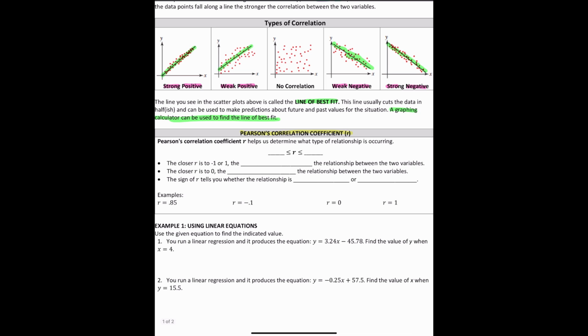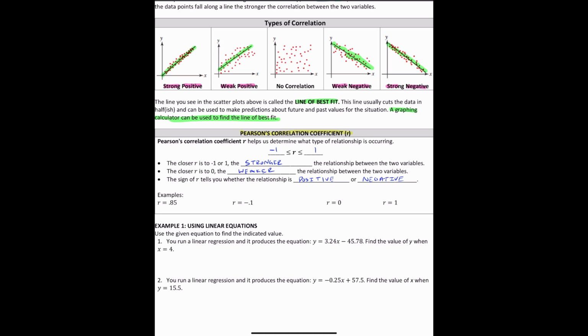Now, Pearson's correlation coefficient R helps us determine what type of relationship is occurring. So the R value can be between -1 and +1. Now, the closer R is to -1 or 1, the stronger the relationship between the two variables. The closer R is to 0, the weaker the relationship between the two variables. The sign of R tells you whether the relationship is positive or negative.